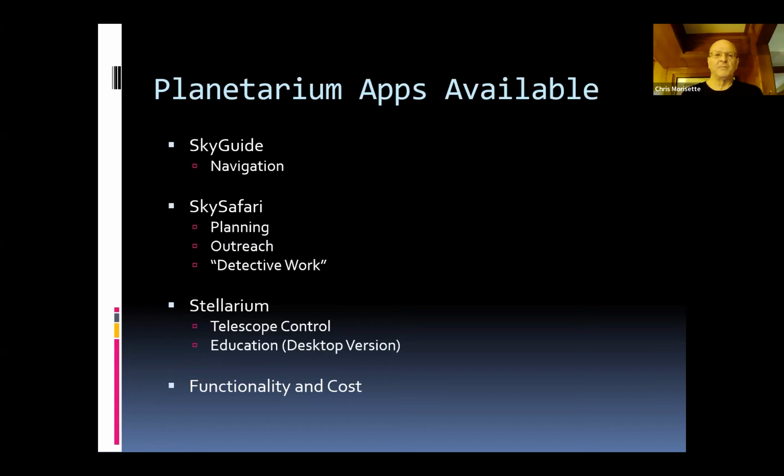I use this one app called Sky Guide. It's the first thing that I got introduced to when I got interested in astronomy. And I use it primarily to find where objects are in the night sky. Sky Safari, I use that one probably the most, and this is also on my phone. I use it for planning. I'll use it for outreach because it has some great information about various objects, and then I use it for detective work, and I'll show you an example of that later, of what I mean by detective work.